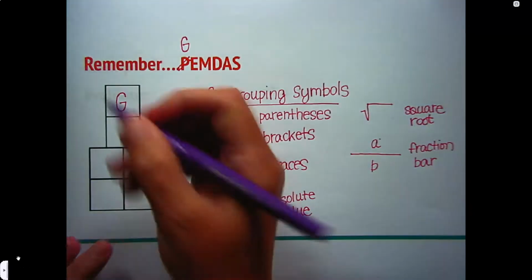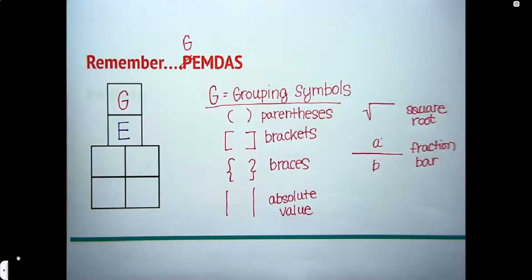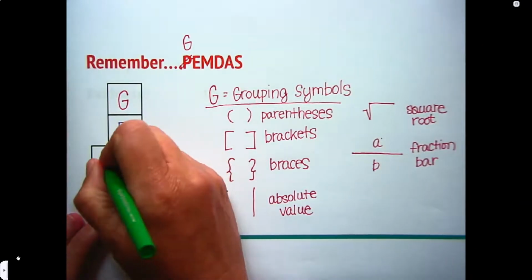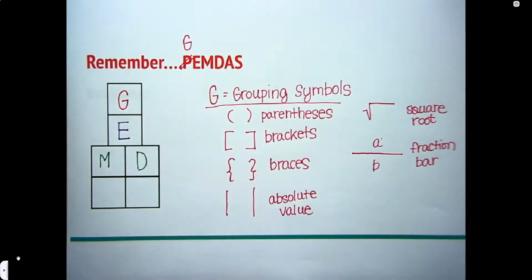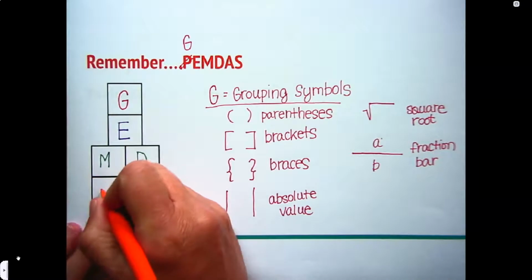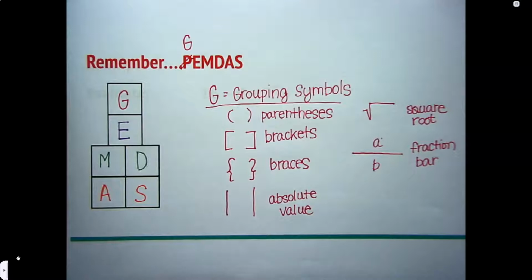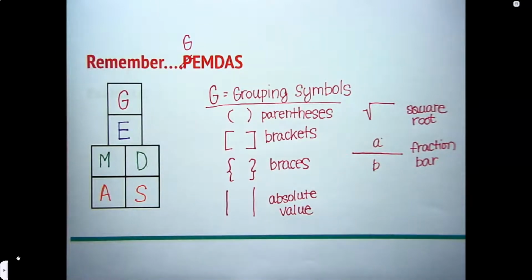Now, the rest of this is going to stay the same. So exponents, so our E is going to go in that second box of the pyramid. Then moving down, we're going to have our M and our D beside each other for multiplying and dividing. And then we're going to finish off down here at the bottom with the A and the S for adding and subtracting. Okay, now the reason I like this pyramid format for writing this is that it kind of, I think, establishes the process that we're going to go through.